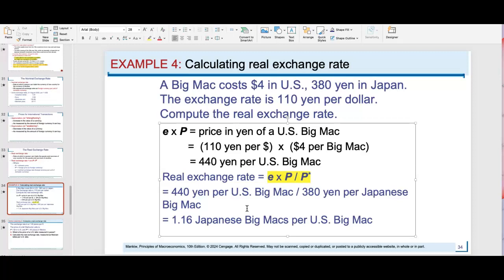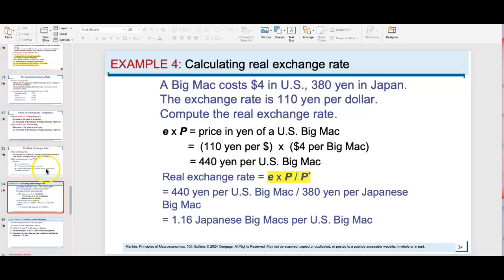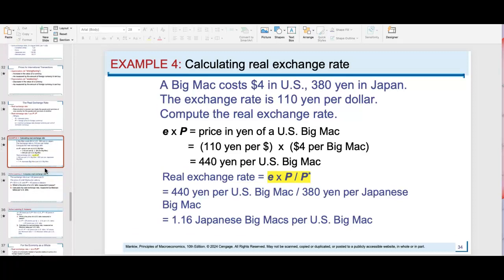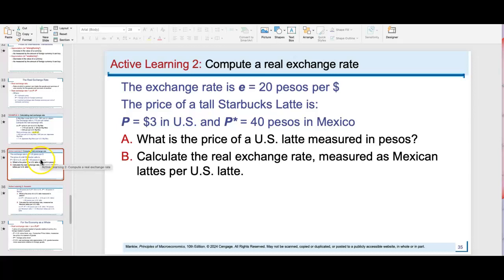So why doesn't a Big Mac cost the same everywhere around the world? And this brings up another discussion, purchasing power parity, right? The parity between prices. And we'll see why it doesn't. It doesn't because the exchange rates change, the real exchange rate changes, the price level changes between countries. I'll let you do the active learning. You can try it yourself, right?